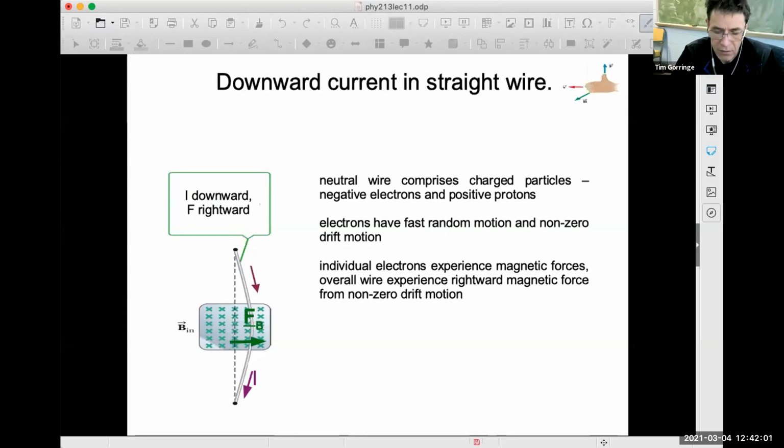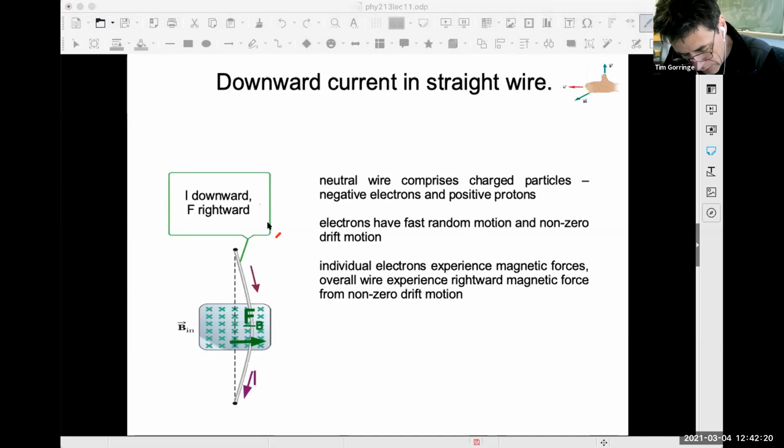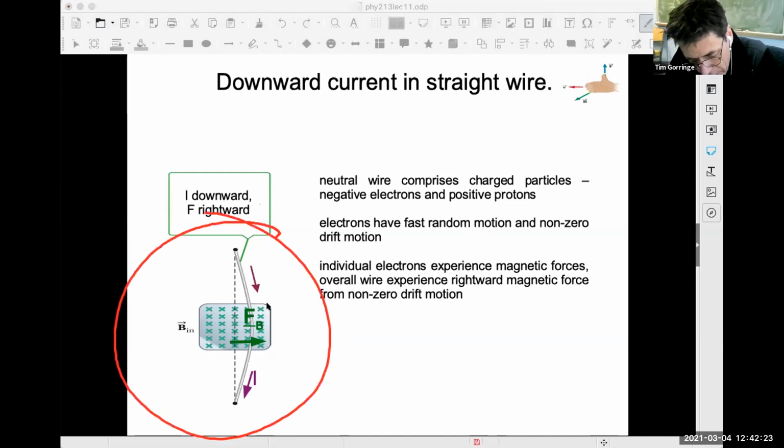Here's the other case. So this is a downward current in the straight wire. I mean a downward conventional current. The flow of positive charge carriers would be downwards. And so again, I've got a sketch of the situation. Here we are. We've got this region of magnetic field again. The field lines are heading in towards the screen as indicated by the crosses. We've got a wire stretched vertically across this region of magnetic field. And again, the question is, what is the force on the wire?